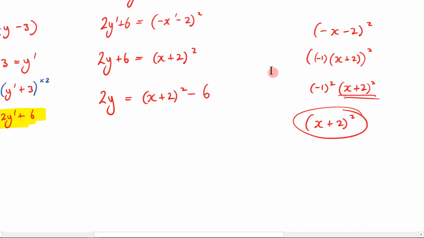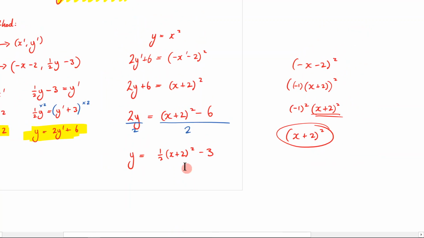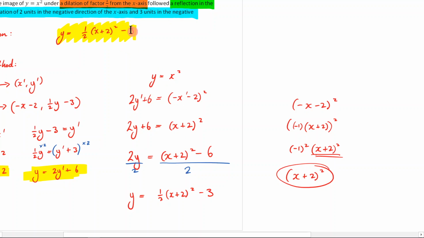Now, and this is important here, to get rid of this 2, I'm going to divide by 2, and then I'm going to divide this whole thing by 2 as well. So that means I'm going to be left with y = a half (x + 2) squared. Then half of 6 is negative 3. And as you can see, that is what we have up here. Amazing. Let's now highlight that, because it's that amazing.